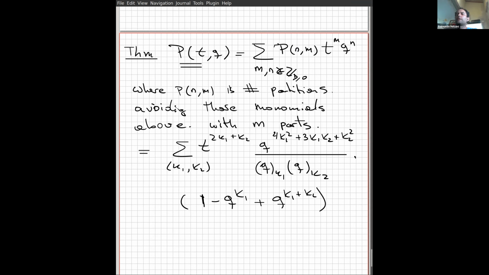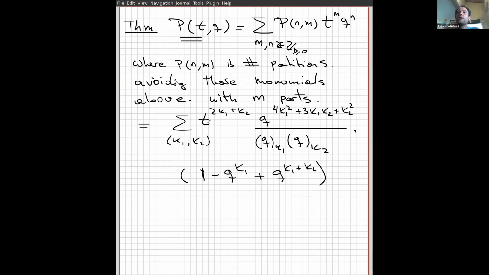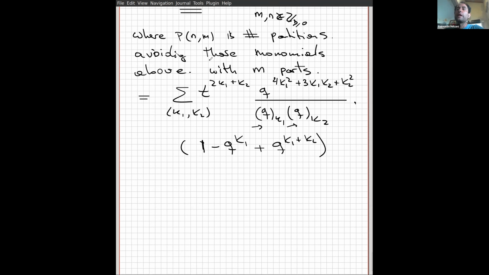The form here is the only thing that matters. It's a linear term for t and a quadratic polynomial for q, and then this division by these quantum coefficients. So any sum like this is called a fermionic sum. And that's it. That's what it is.